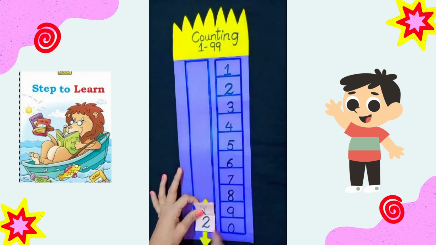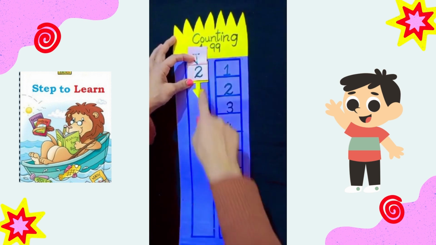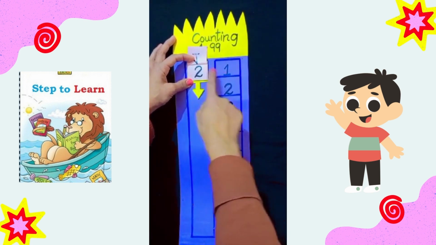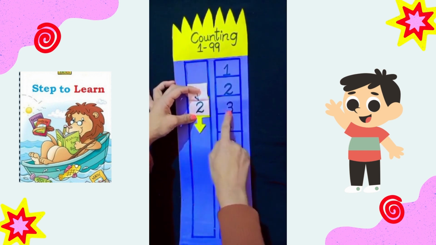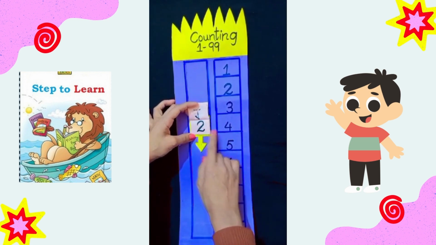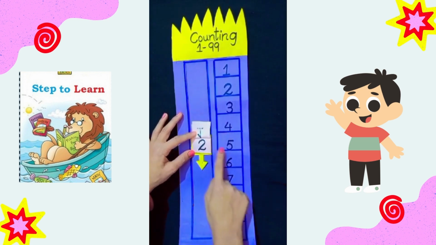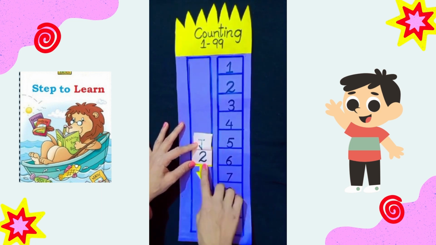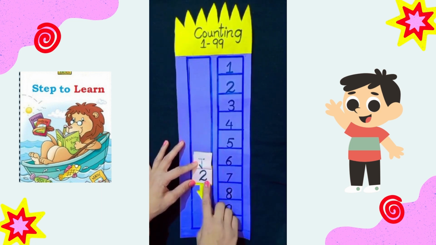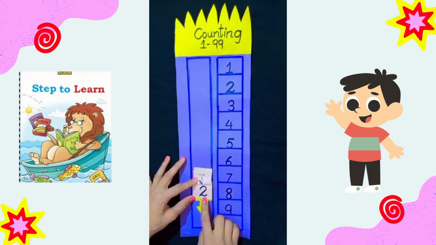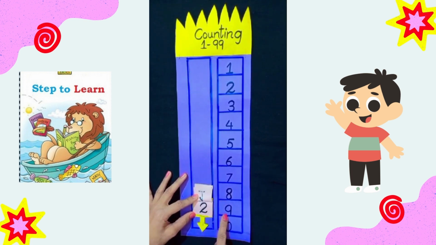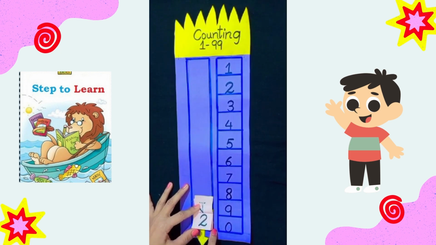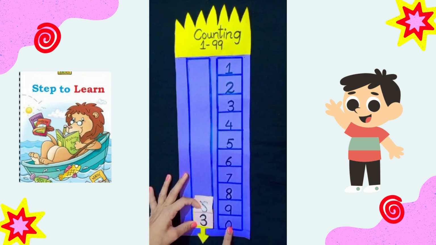Now we will use this page and start the counting from 21. 21, 22, 23, 24, 25, 26, 27, 28, 29. And next we will turn the page and 30, 30. 29 and 30.